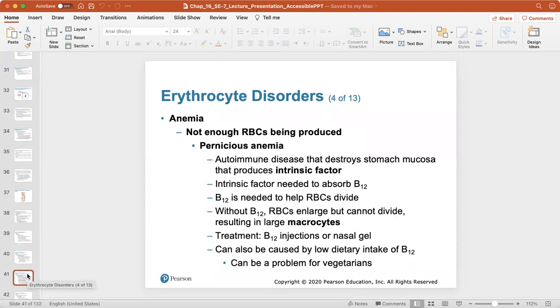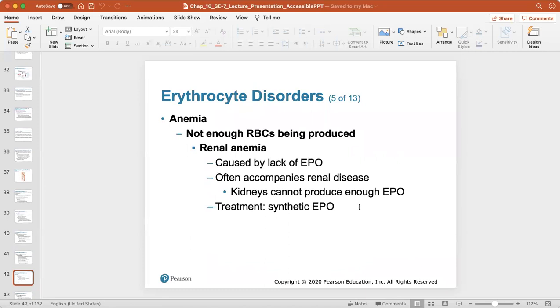Not enough red blood cells being produced can also cause what we call pernicious anemia, which is an autoimmune disease that destroys the stomach mucosa. Intrinsic factor is needed to absorb B12, and B12 is needed to help red blood cells divide. So without B12, red blood cells will continue to enlarge but not divide. So the treatment is B12 injections or a nasal gel.